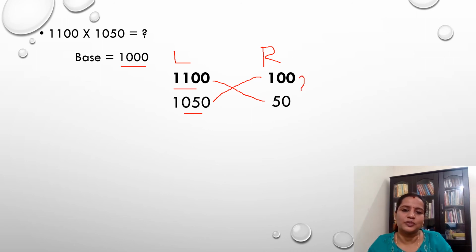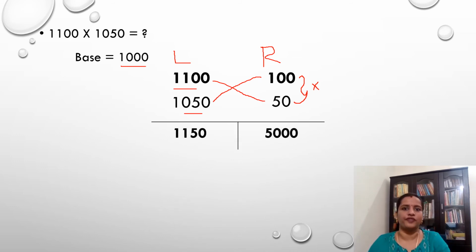For my RHS, what am I supposed to do? I am going to multiply the answers which I got by subtracting the base from the numbers. So 100 into 50 gives me 5,000. Next step, I'm going to check the number of digits in the RHS. The number of zeros in the base is 3 and the number of digits in the RHS is 4. Till now we were having a lesser number of digits in the RHS and we were going for the zeros. But here I'm having more digits.